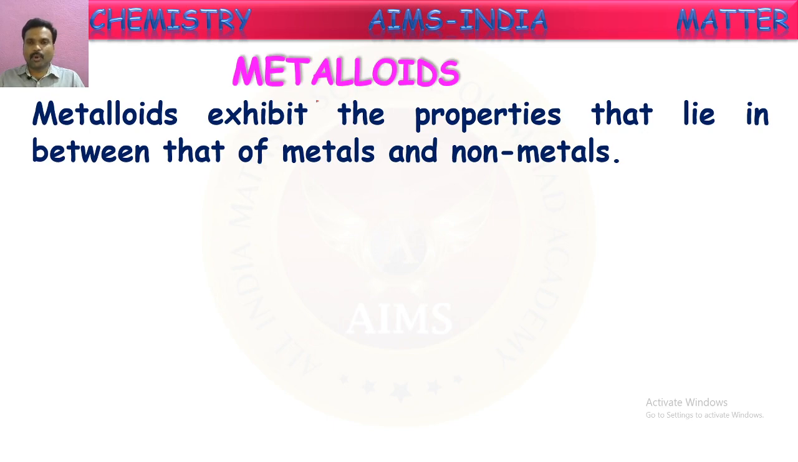Metalloids exhibit the properties that lie in between that of metals and non-metals. Yes, some elements exhibit the properties of metals and non-metals. Some properties of metals will be shown and some properties of non-metals are shown by these elements. Such elements are called metalloids.